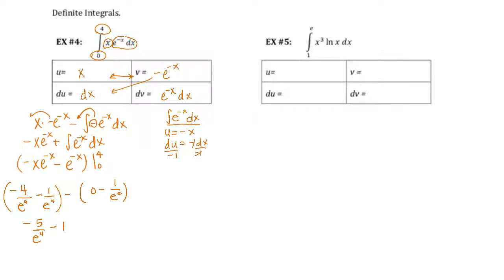Or I'm sorry, not minus 1. There's minus 1 on the inside and then the negative, so positive 1. All right, so let's try our next example.